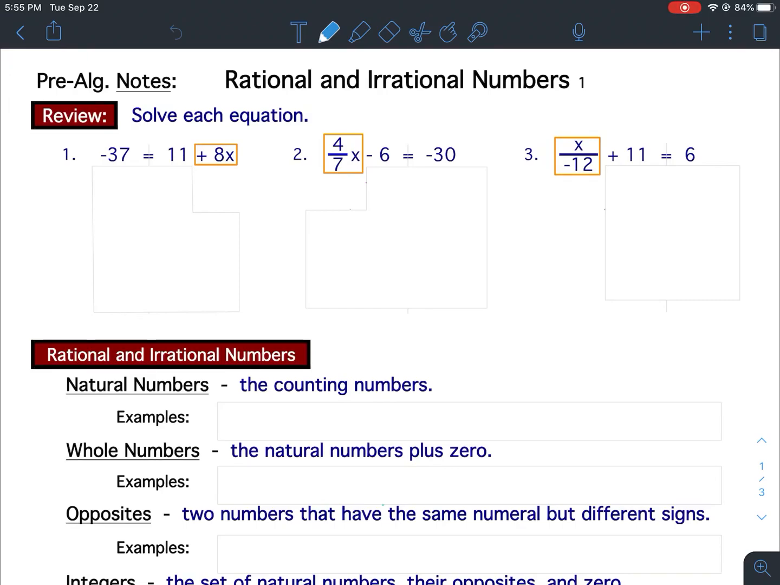Rational and Irrational Numbers, Lesson 1 Notes. Starting with the review. Take a moment, pause your video, and complete the 3 review questions at the top of your paper.